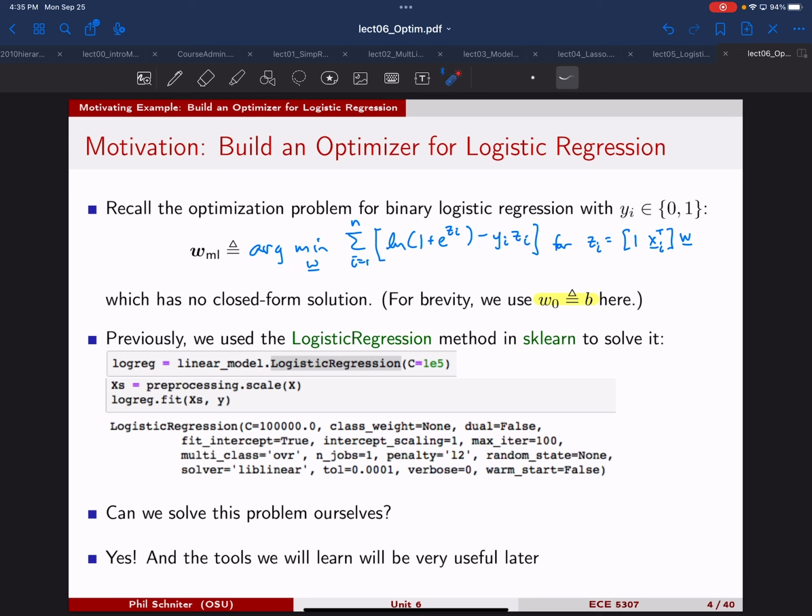Okay, so this is what we derived in the last unit. This is the specific case where the targets are either 0 or 1. So that's how this manifests here. And yeah, so we know how to do this in sklearn. The question is, can we do this ourselves?